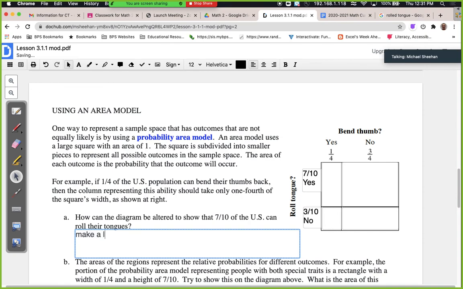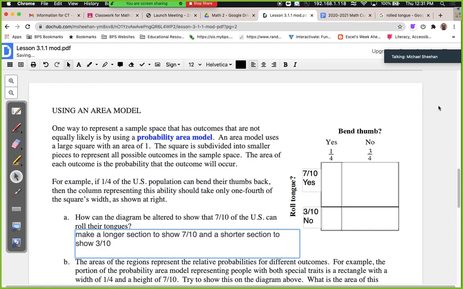All right, so we can make a longer section to show 7/10 and a shorter section to show 3/10. Basically is what they want us to say here. Now, here's the important part. How do we fill out these numbers? How do we figure out how many people can bend their thumb and roll their tongue?